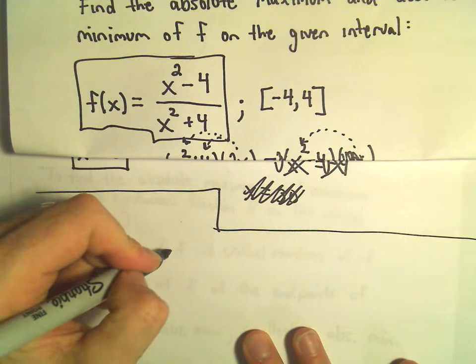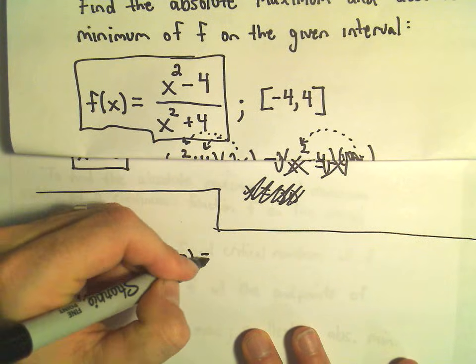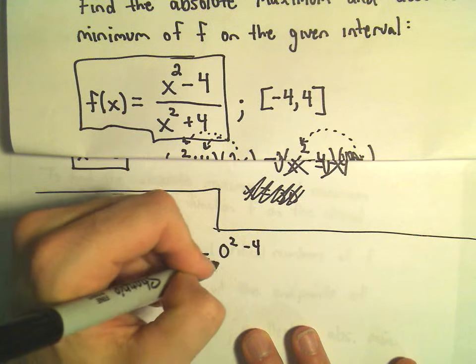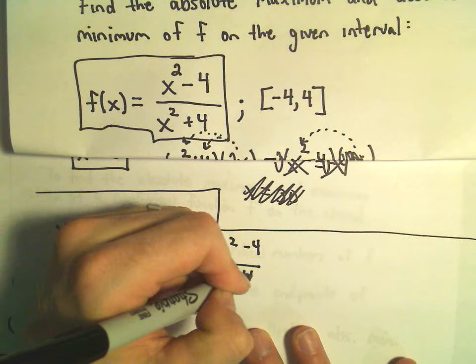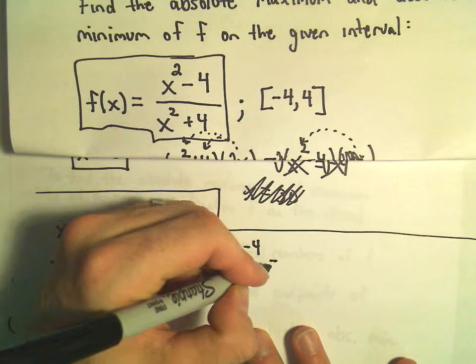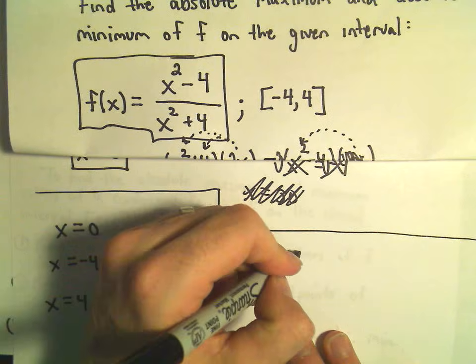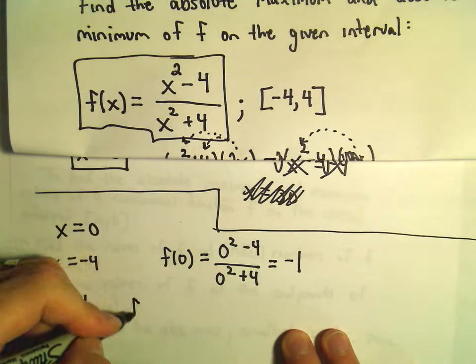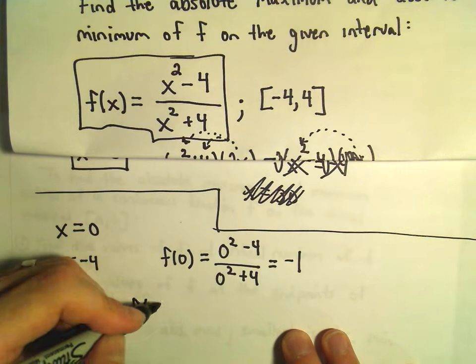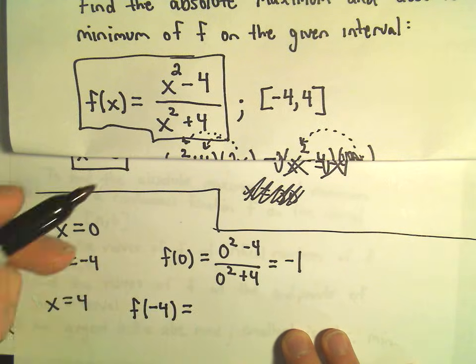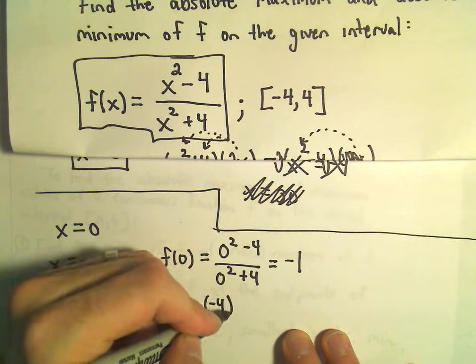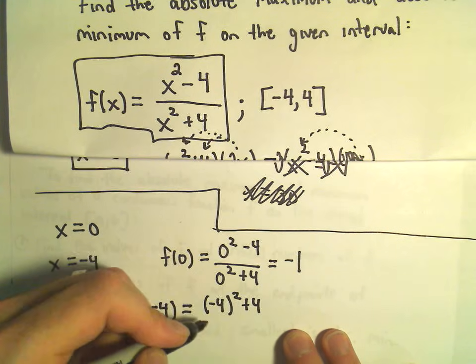So let's see, if we plug in 0, f of 0 would be 0 squared minus 4 over 0 squared plus 4. Well, it looks like we get -4 over +4, which is going to give us -1. If we plug in f of -4, okay, we'll get -4 squared plus 4.